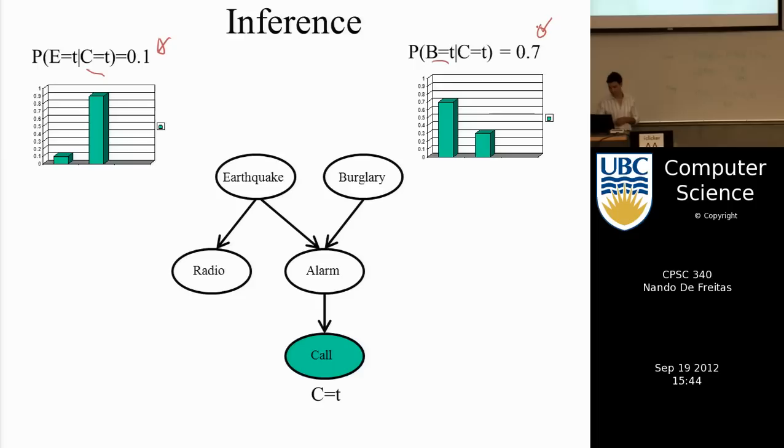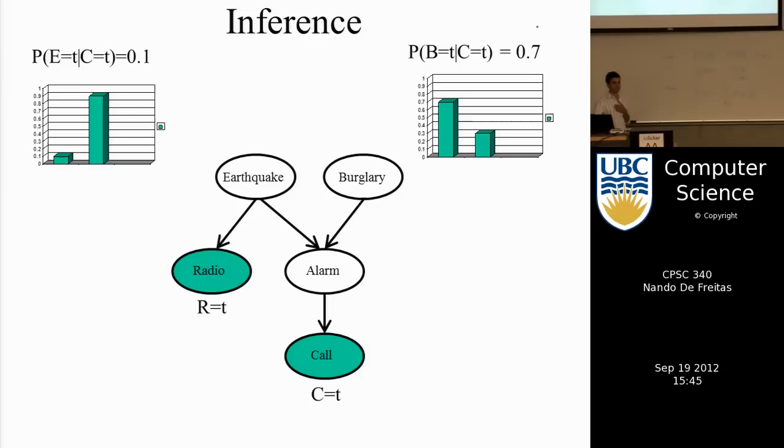Now let's assume that in addition you switch on the radio. Say that radio is a variable where one means it's telling you there was an earthquake, and zero means it's not telling you that there was an earthquake. But let's assume you switch on the radio, and the radio tells you there was an earthquake today. Now the question is, are my current probabilities good, or should I update them?